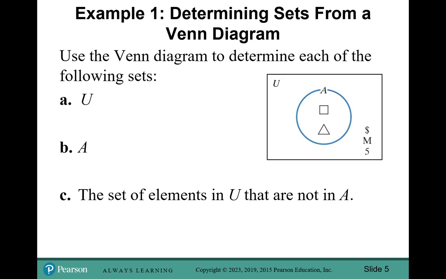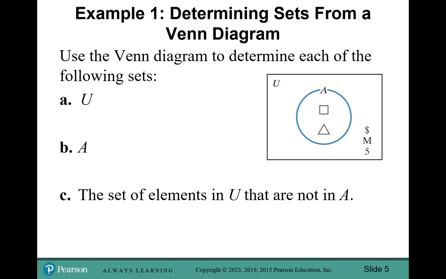Let's look at example 1. Determining sets from a Venn diagram. We want to use the Venn diagram to determine each of the following sets. Let's look at the set U, which is the universal set containing everything. If we're looking at our picture here, it contains the $ sign, the M, the 5. It also contains this big set A, which in and of itself contains this square and this triangle.